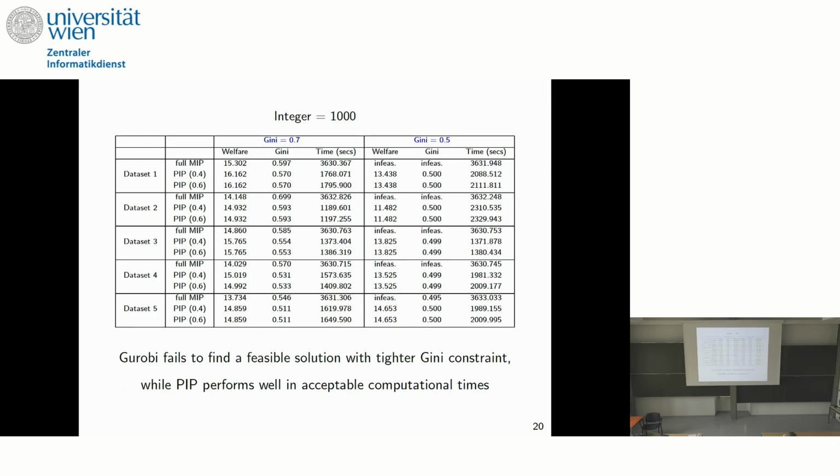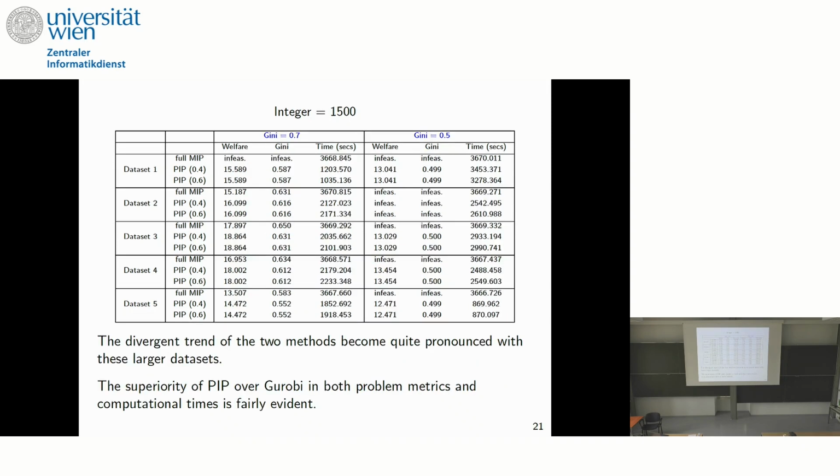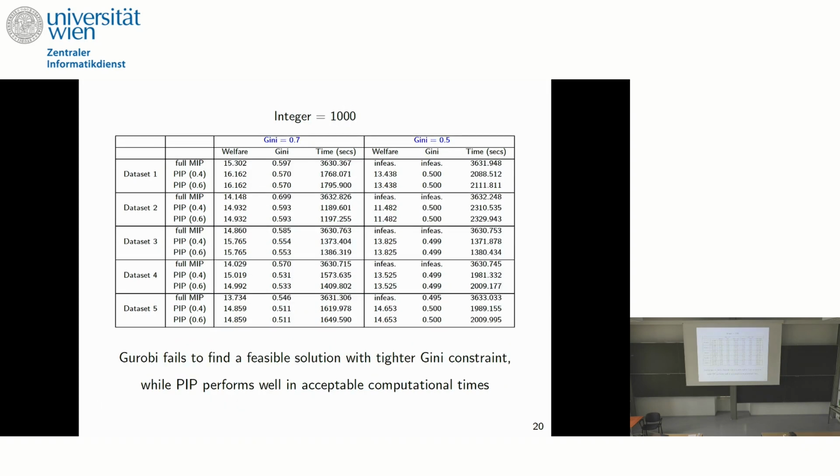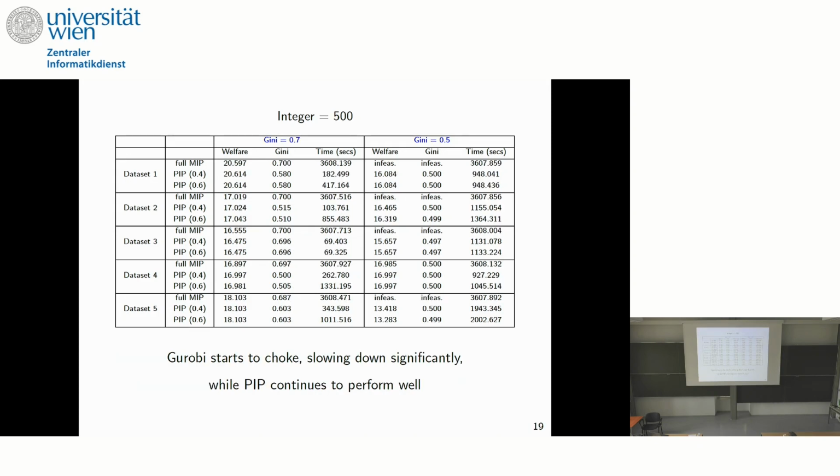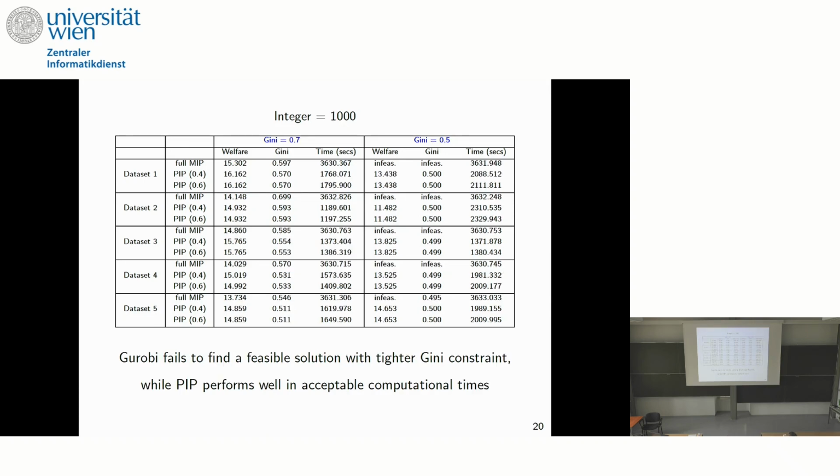You can go on, and when you go to the integer, this is 1,000. Gurobi fails. Here it starts to choke. This is the size at which Gurobi actually starts to slow down significantly, but we continue to do well. Okay, so let's go on.